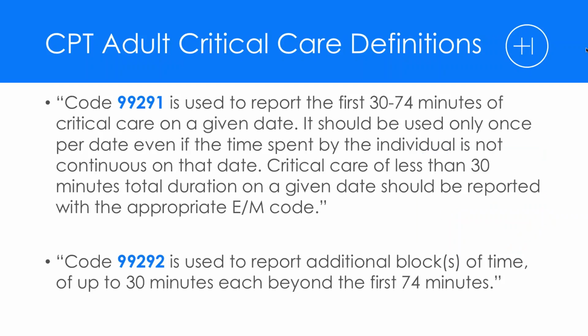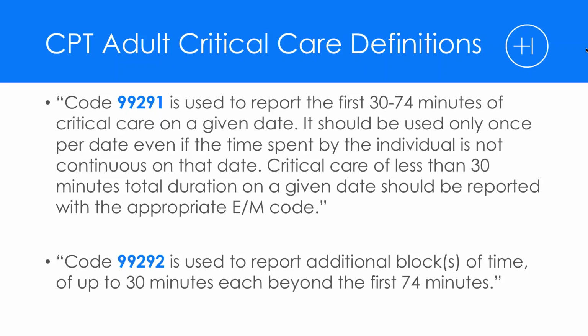All right, so code 99291 is used to report the first 30 to 74 minutes of critical care on any given date. It should be used only once per date, even if the time spent by the individual is not continuous on that particular date of service. And any critical care that is less than 30 minutes, a total duration on a given day, should be reported with another appropriate E&M code.